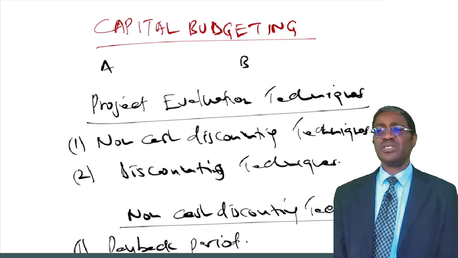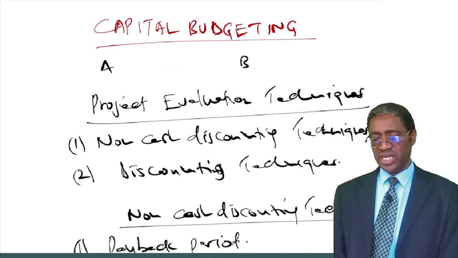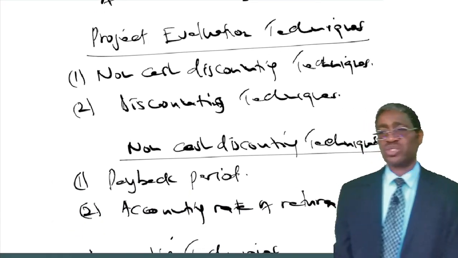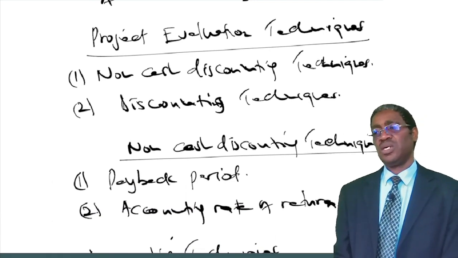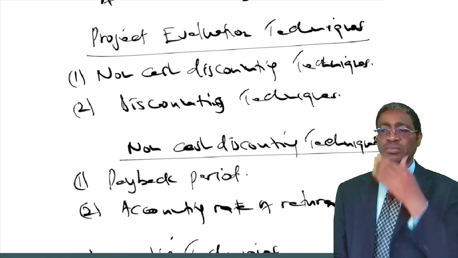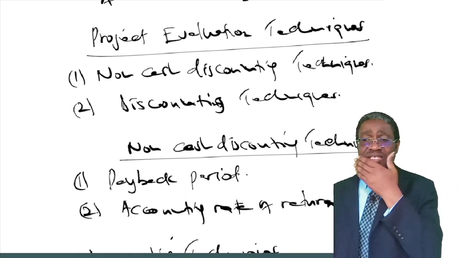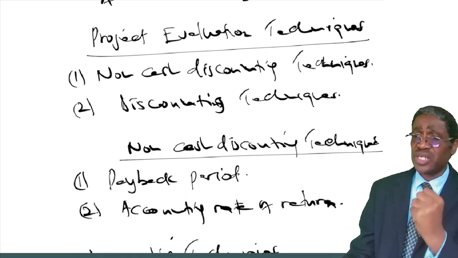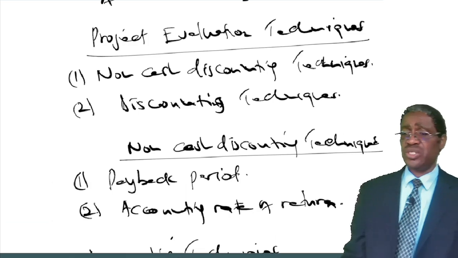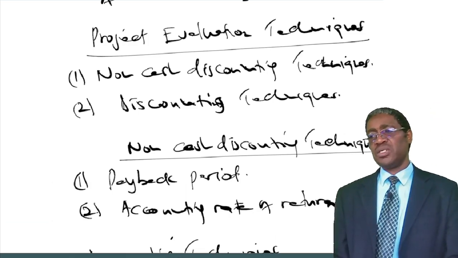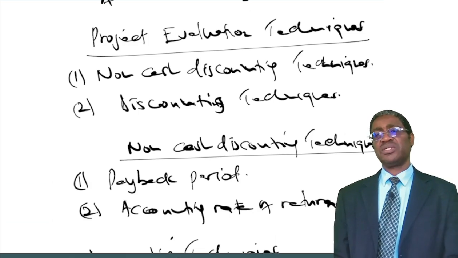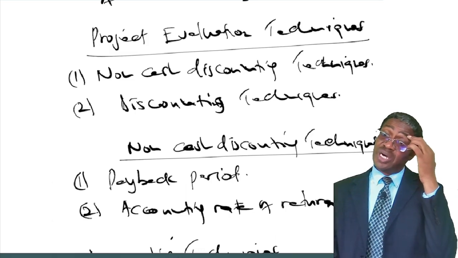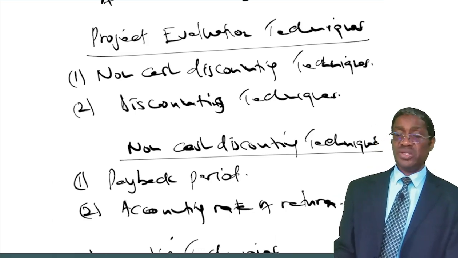Then have another subheading, project evaluation techniques. Number one, just copy what I've written. Number one, non-cash discounting techniques. Number two, discounting techniques.